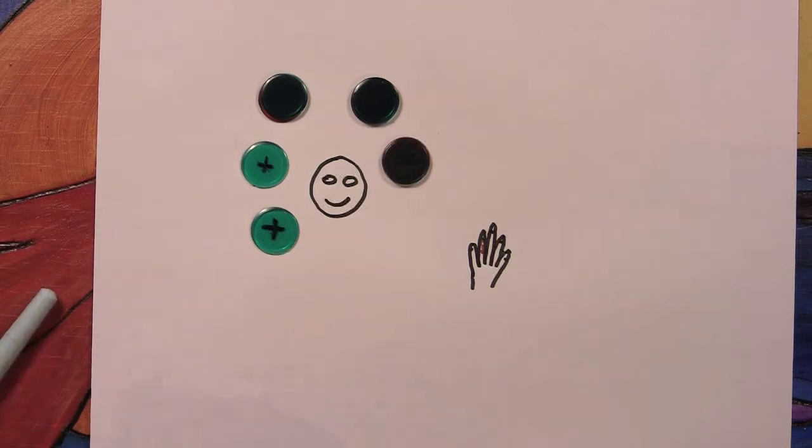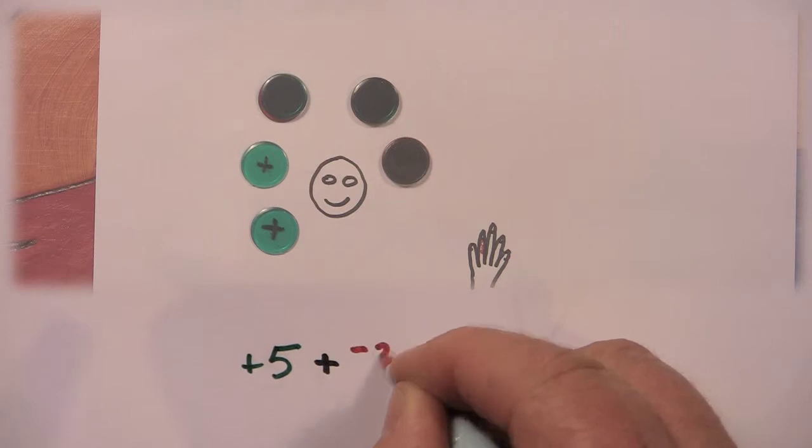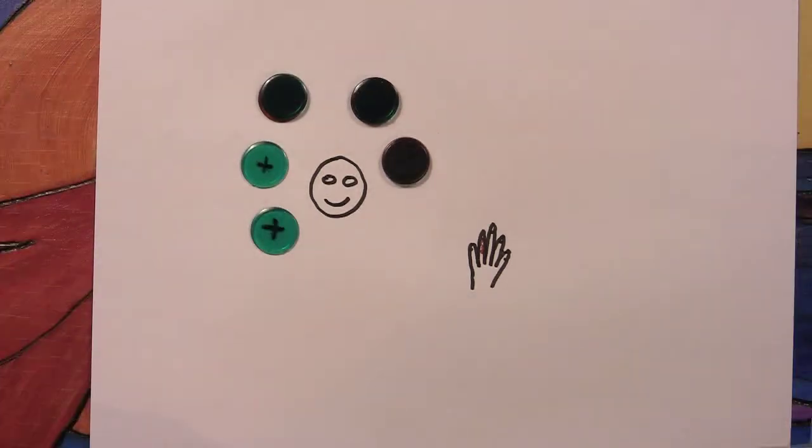What does this look like when I write the mathematics for it? We have positive 5 plus, combined with, a negative 3, and when that happens, the net outcome is a positive 2. Let's look at another example.